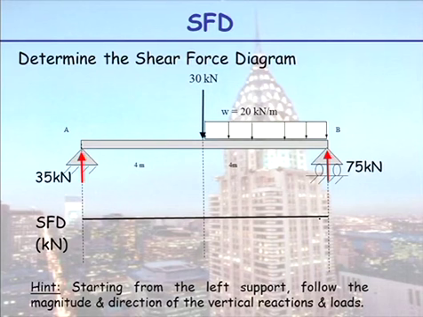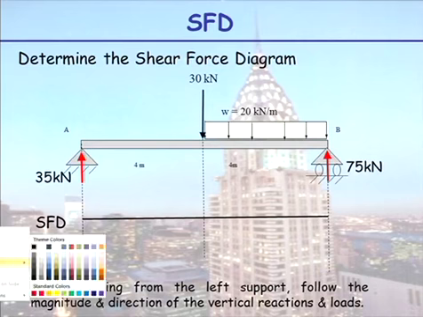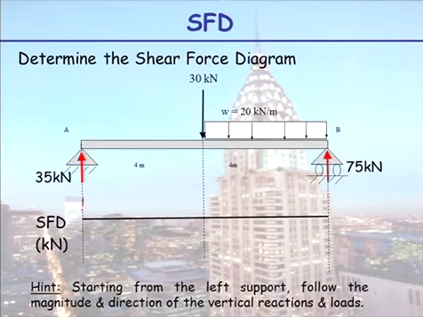Enough time? Okay. So we start at the left-hand side. We step up a value of 35. There's no load change. We move horizontally across. We hit our point load of 30. That brings us down to a value of 5. And now as we move along the beam, load is reducing by 20 kilonewtons. Every metre you move along the beam, it reduces by 20 kilonewtons.